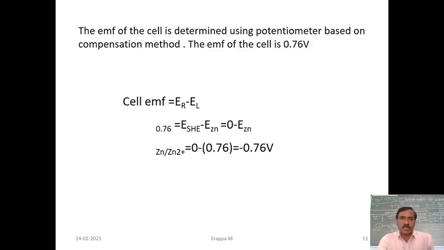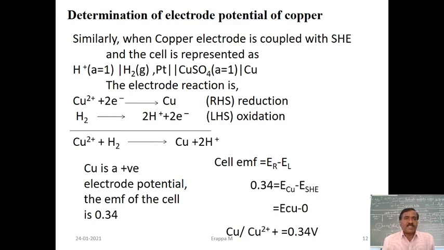The zinc electrode is coupled with the standard hydrogen electrode using the compensation method. Second is the determination of electrode potential of copper. Similarly, the copper electrode is coupled with SHE. Here the hydrogen electrode is on the left side, coupled with the copper electrode by means of a salt bridge. H+ concentration is 1 molar, in contact with hydrogen gas at the platinum electrode. Copper is placed in copper sulfate solution, its concentration is 1, and these two are separated by means of a salt bridge.